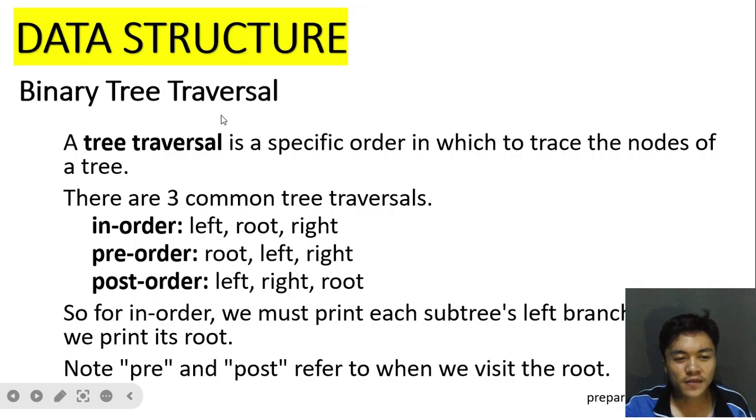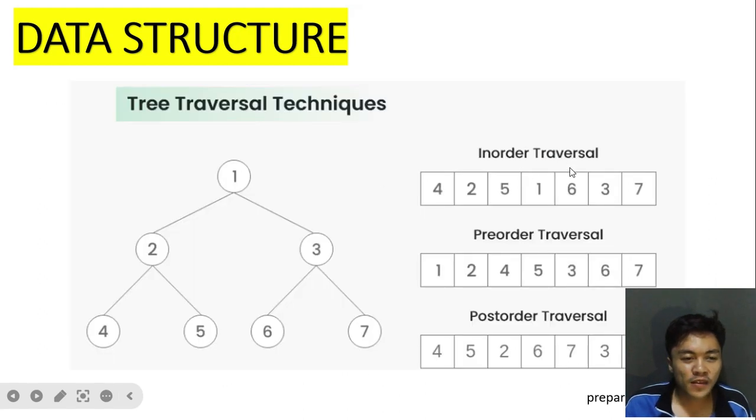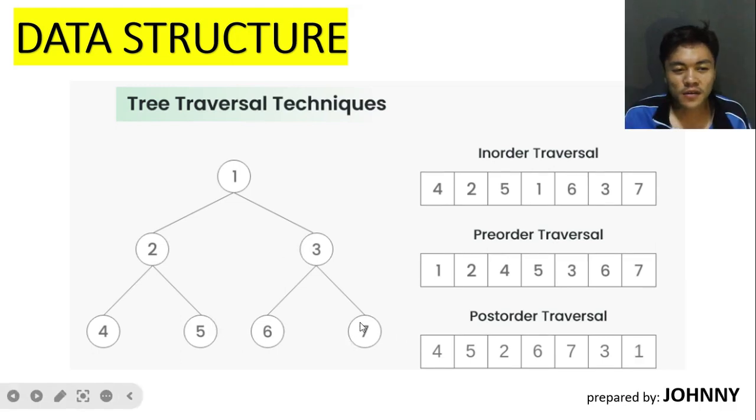And then a traversal. Traversal is a specific order in which to trace the nodes of a tree. There are 3 common tree traversals. The in-order is left, root, and right. Here we have left, root, right, then we should go back left, but since we can't go back left anymore, the only choice here is root, and then right again, and then left, and lastly right.